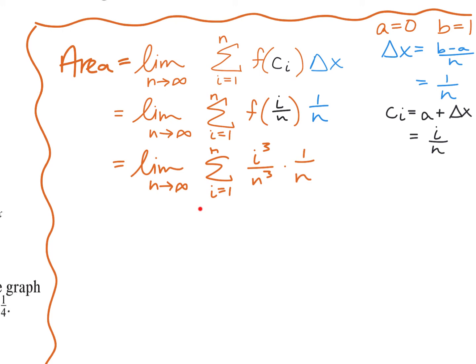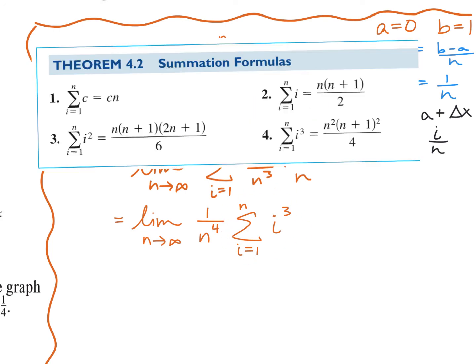Yes, it is approaching infinity, but it's still defined as the coefficient of i cubed. So now that we have the coefficient of 1 over n to the 4th pulled out in front, what we can do is simply replace this with one of these summation formulas. From the previous video, we wrote down these 4 formulas. You should definitely have these written down in your notes. And we have not used the i cubed one yet, so this will be our first time using that one.